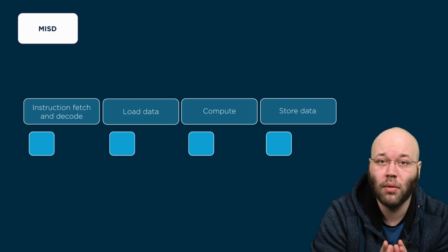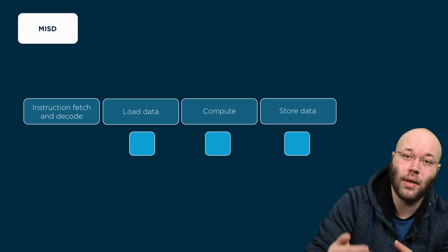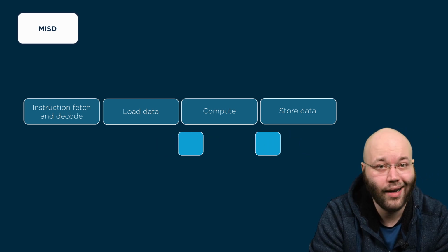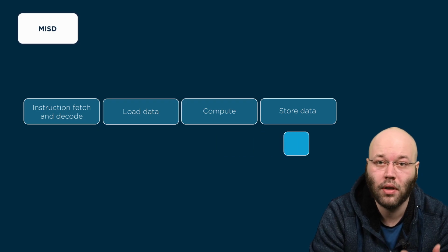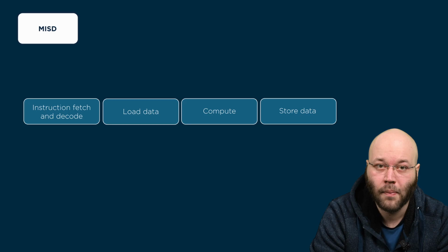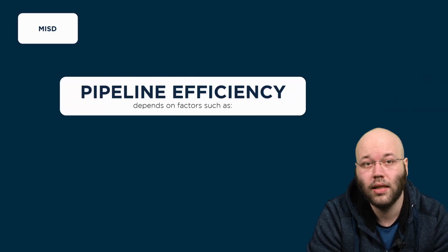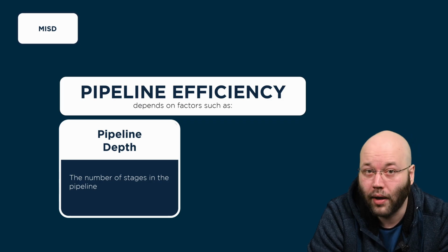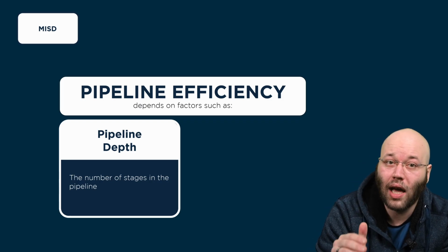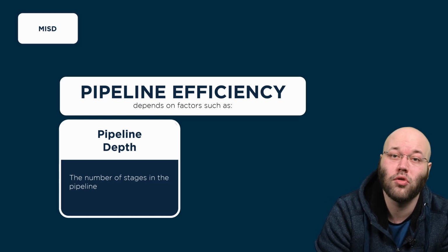This corresponds to the multiple instruction single data, or MISD model. By overlapping different stages, we achieve higher instruction throughput, making it seem as though the processor is completing multiple instructions per time interval. Almost all modern processors incorporate some form of pipelining. However, pipeline efficiency depends on factors such as pipeline depth, the number of stages in the pipeline. Now, deeper pipelines allow for a greater overlap of concurrent operations, but can be vulnerable to stalls.